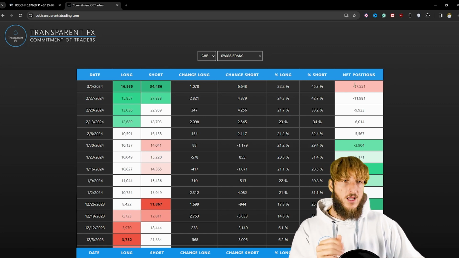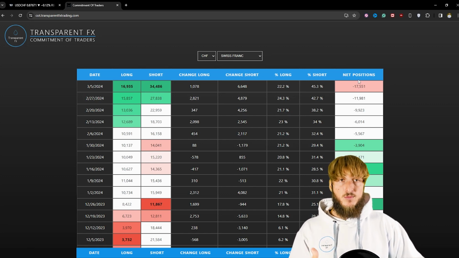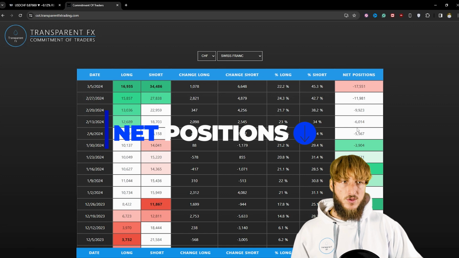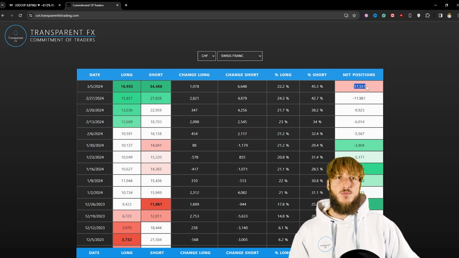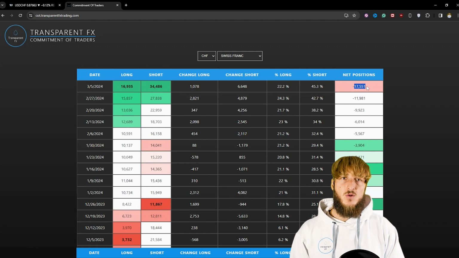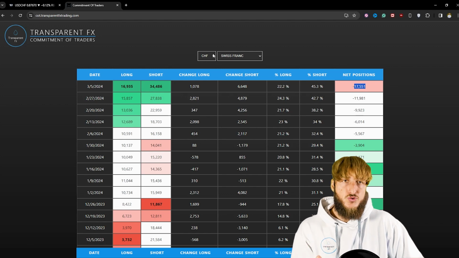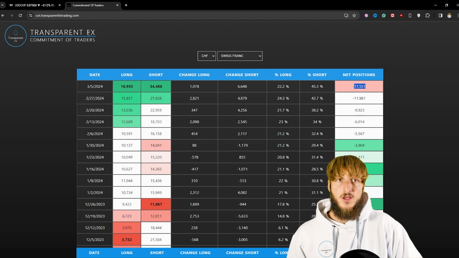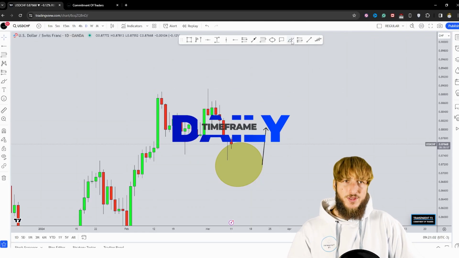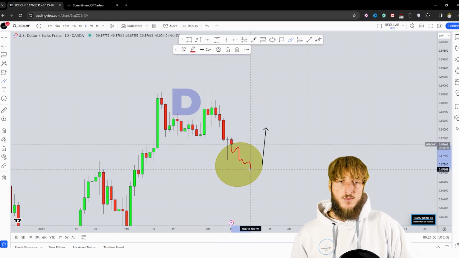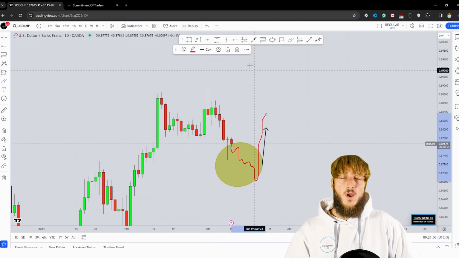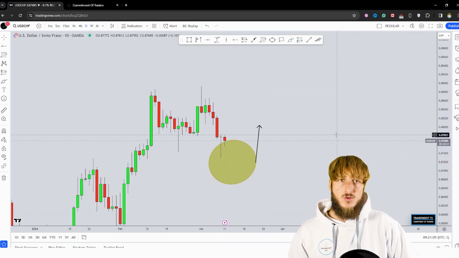And what we can see here is that with the last reports, net positions have been massively decreased. We went from minus 3.9K to minus 17.5K net positions, showing how institutions are moving to the bearish side for the CHF, making USD CHF stronger, because if institutions short the CHF, they have to long USD CHF. So this increases the probabilities that we could see a potential rejection to the upside away from this confluence of support zone. So what would I expect in a situation like this?